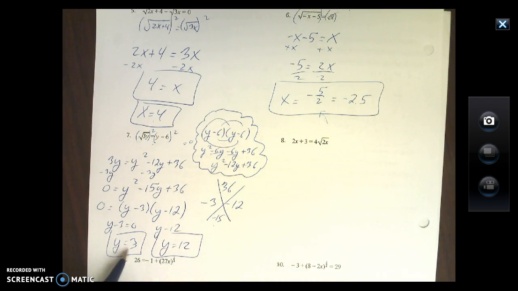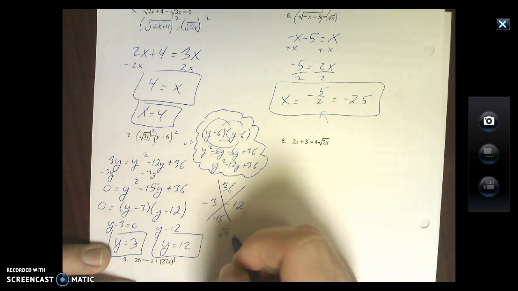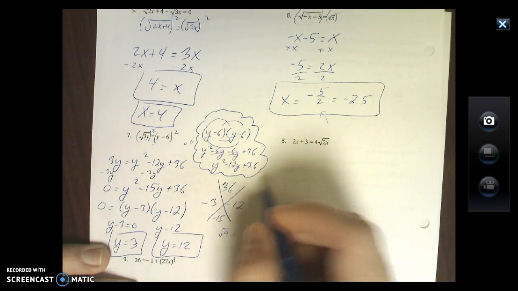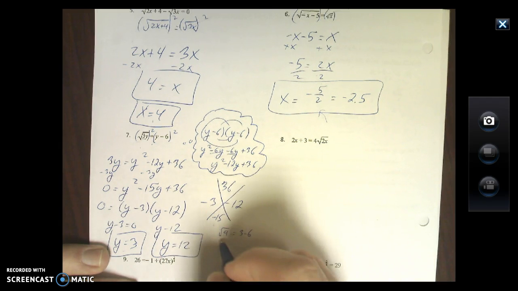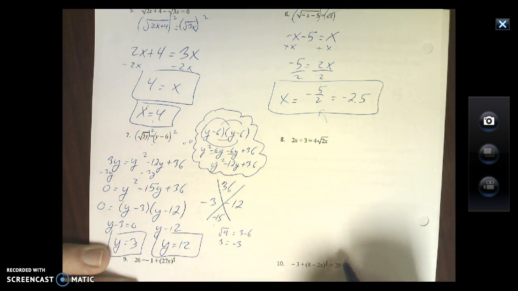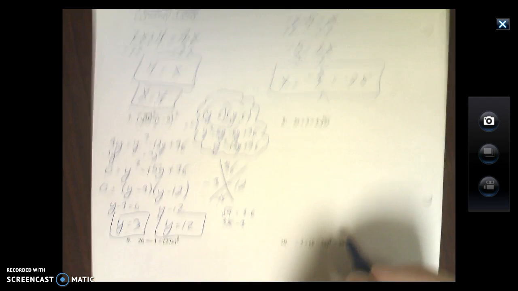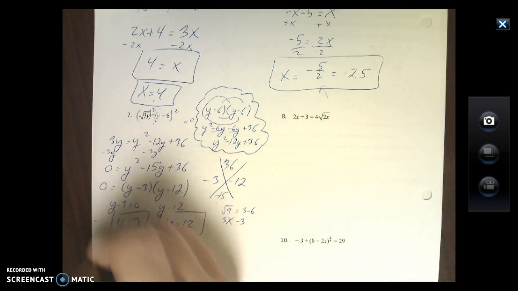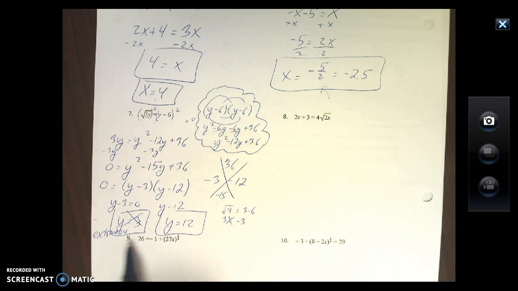But this one, look what happens. If I plug a 3 in up top, I get the square root of 9. If I plug a 3 on the right, I get 3 minus 6. What's the square root of 9? 3. 3 minus 6 is negative 3. Does this make sense to you? I'm hoping you agree that it's not. This is called an extraneous solution. So what we do is put an X through it and write the word extraneous.